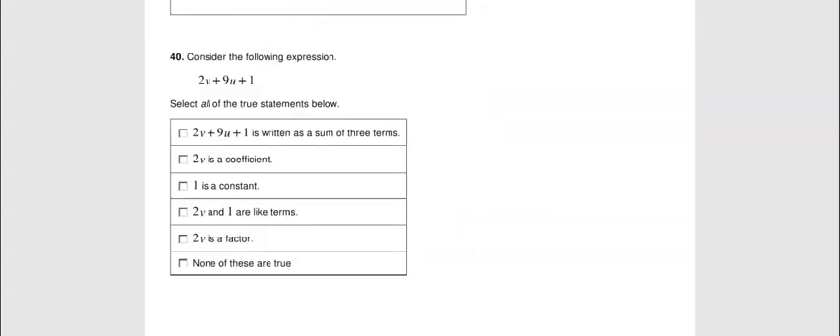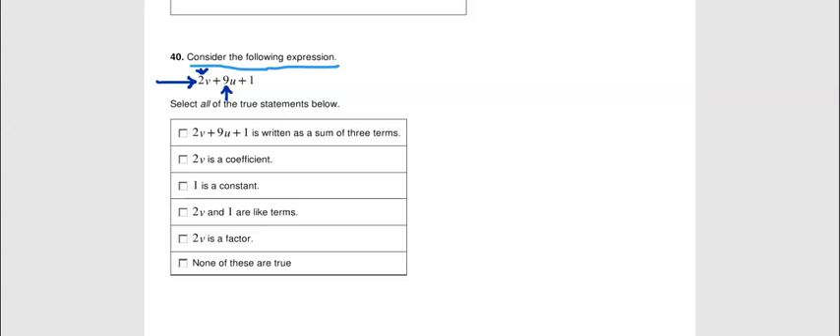Okay, so here we are at the last problem. It says consider the following expression. So there's a lot of things that we kind of have to remember, and again, it's just all vocabulary. All right, so it says select all the true statements. So what I want to talk about first is anytime that you have a number in front of a variable, connected like that, those are called coefficients. The number is called a coefficient, not the number and the letter together, just the number. So 2 would be a coefficient and 9 would be a coefficient.